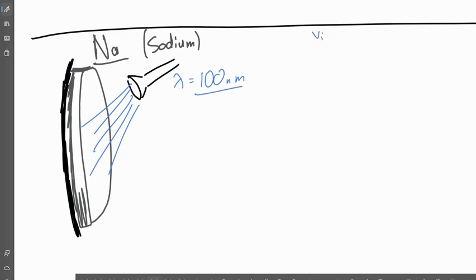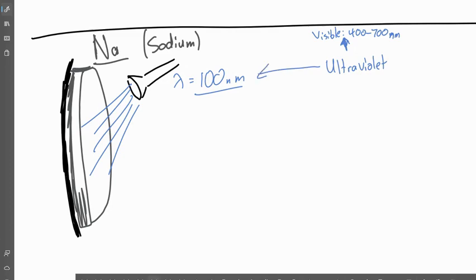Well, remember, visible light is 400 to 700 nanometers approximately. So if this is just shorter than visible light, it means it has a little bit more energy. So this will be ultraviolet. So this will be in the ultraviolet spectrum.